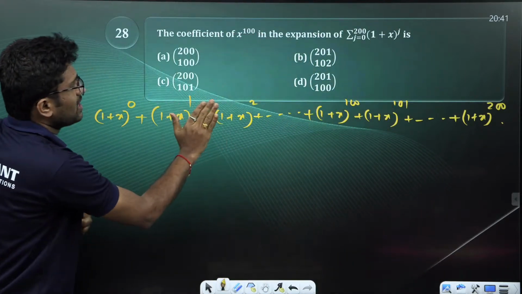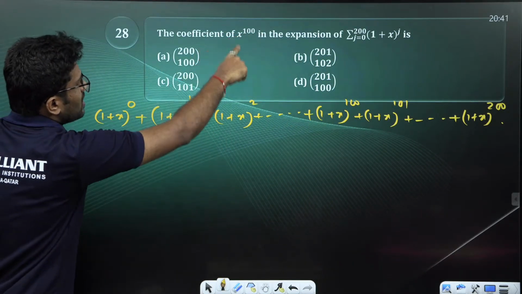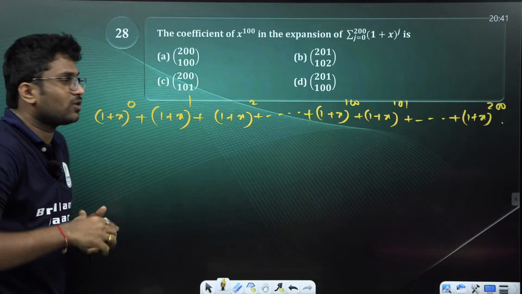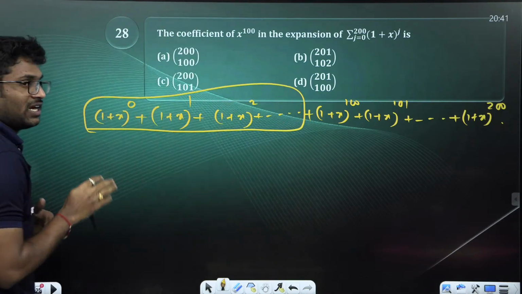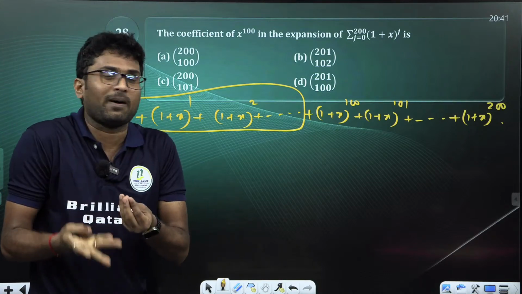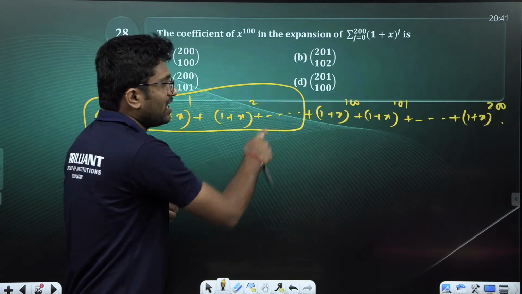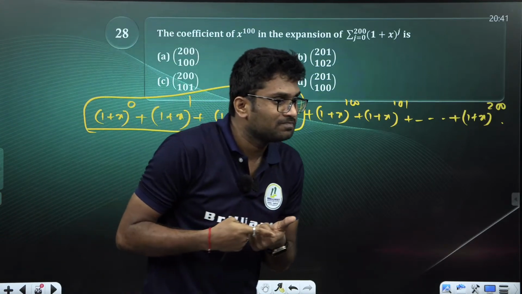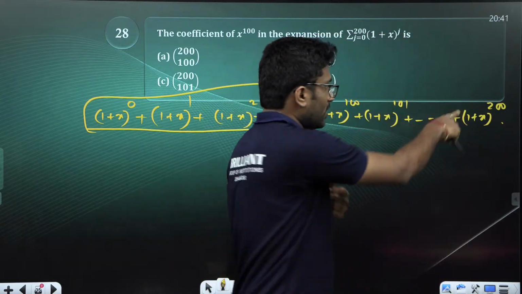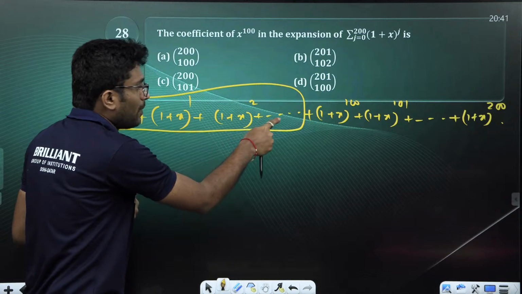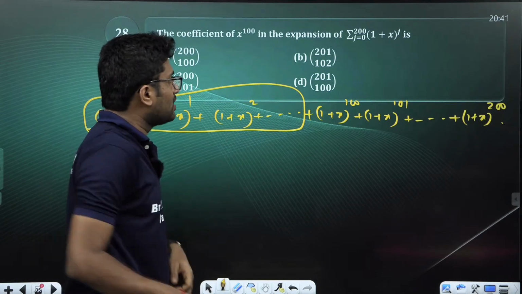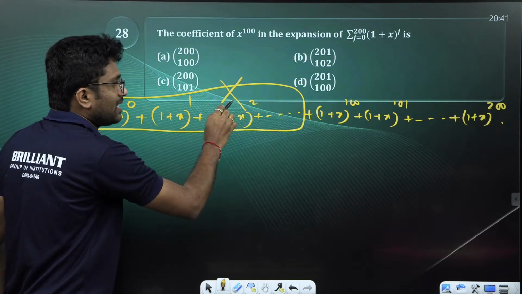Now if you understand this, they are asking us for the coefficient of x power 100. Do we get the coefficient of x power 100 till 1 plus x whole power 99? No way at all. The highest power till 1 plus x whole power 99 is x power 99 only. So we don't have any use with this particular thing.